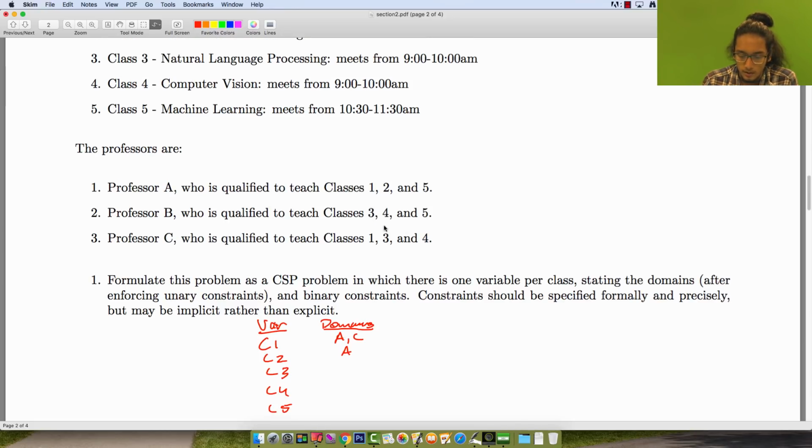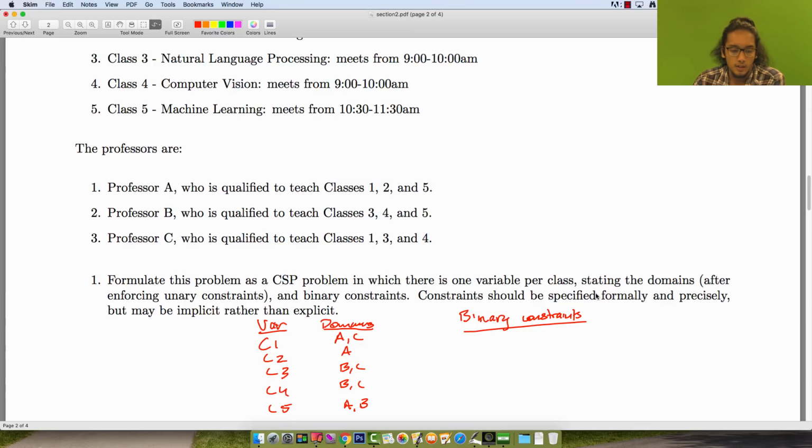C3, 3 appears here and here, so it's going to be Professor B and C. C4 appears here and here, also going to be B and C. C5 appears here and here, so it's going to be A and B. Okay, and what about the binary constraints? Let's write those over here. Binary constraints.